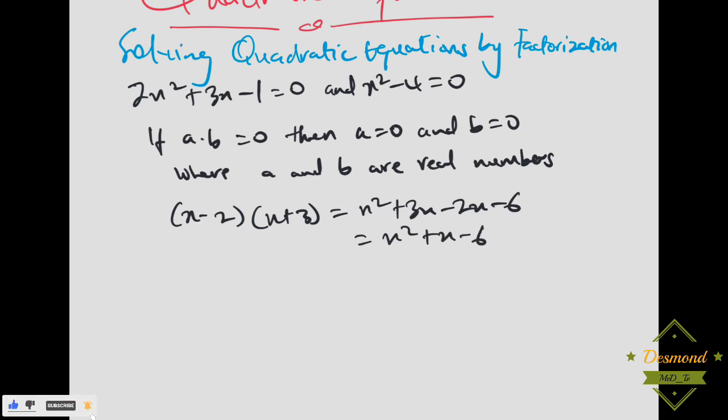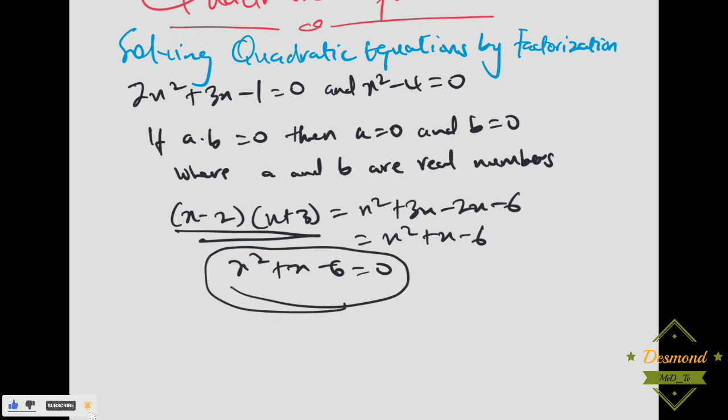So the product is a quadratic expression. When you set this expression, x squared plus x minus 6, equal to 0, it's a quadratic equation. If we were to factor this equation, we will get back the factors we just multiplied from the starting point, which is x minus 2 multiplying x plus 3.